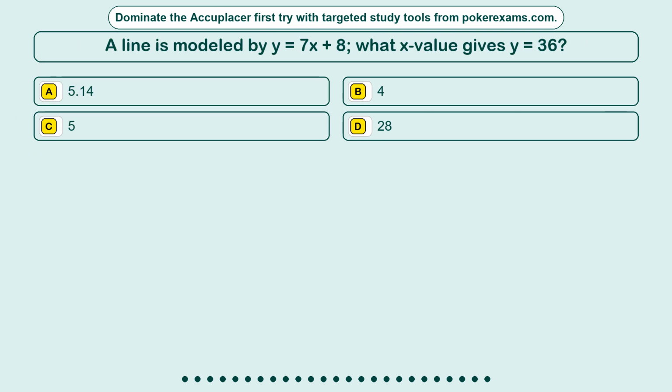Question 7. A line is modeled by y equals 7x plus 8. What x value gives y equals 36? Option A, 5.14. Option B, 4. Option C, 5. Option D, 28.